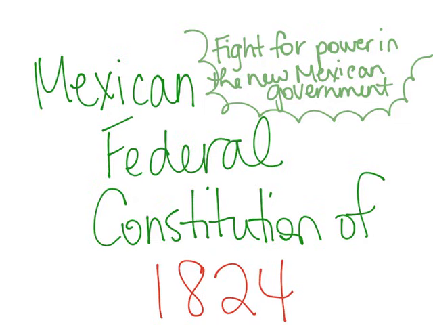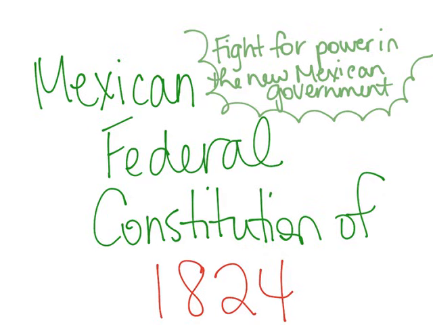Okay, today's lesson is on the Mexican Federal Constitution of 1824. After overthrowing the president, the Mexicans created a new constitution. Like the U.S. Constitution, the Mexican Constitution gave limited power to the central government and gave broad powers to the local governments. This division of power between the central government and local government is called federalism.